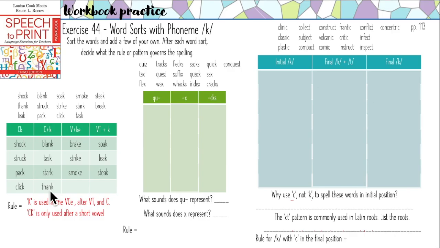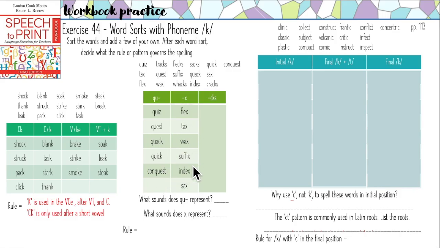Okay, let's take a look at our QU, our X, and our CKS. Now, some of you might be like, oh, okay, this is where it gets tricky, because QU is a Q representation. X is an X, which has a K in it too. But how's that different from a CKS? Let's take a look and see if we can figure out why. So let's take our QU first. We have quiz, quest, quack, quick, conquest. What sound then does the QU represent? That K, W.